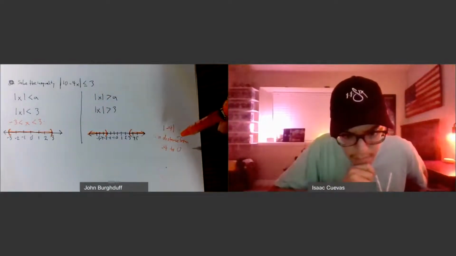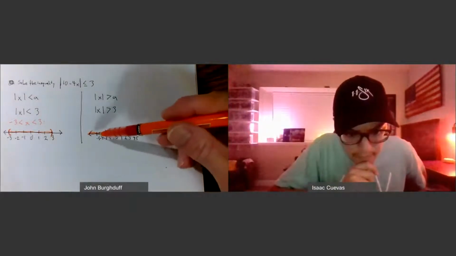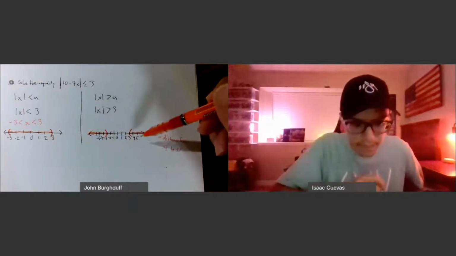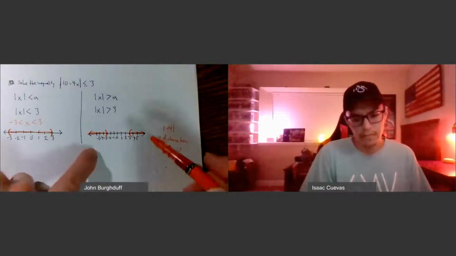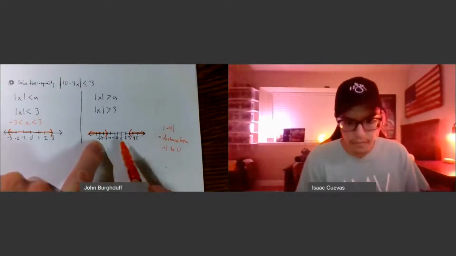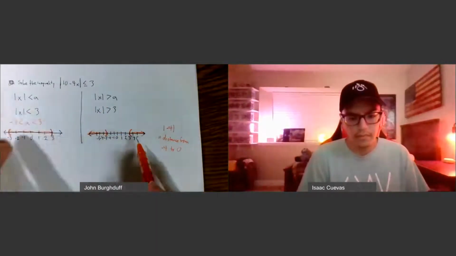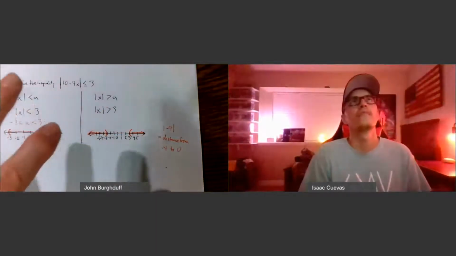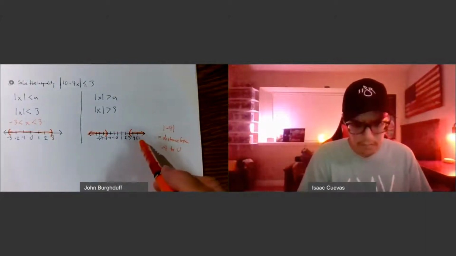Okay. And see, distance is always positive. So the negative numbers are the same distance away as the corresponding positive numbers. 5 and negative 5 are two very different numbers, but they're both the same distance from 0. And if all you care about is distance, not whether it's on the left or on the right, then you get the same absolute value.